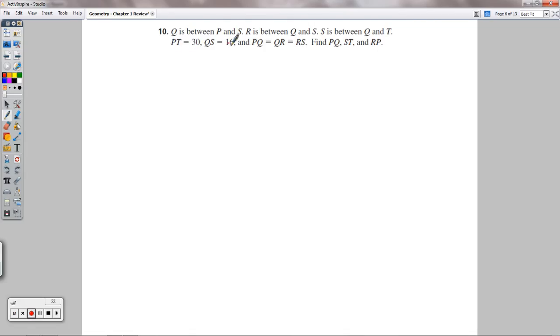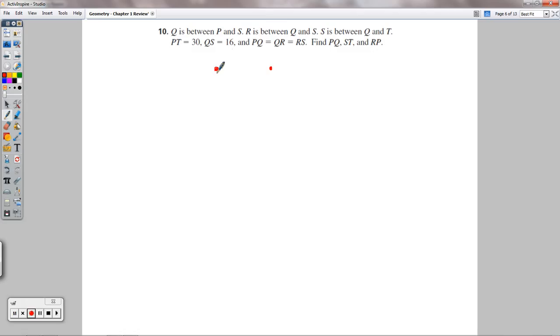But we've got PT equal this, QT 16, PQ is the same as QR, is the same as QS. We're supposed to find PQ, ST, and RP. Notice I left a lot of space for this one because there's a lot going on here. This problem gets its own page. So Q is between P and S. So let's start off with that.